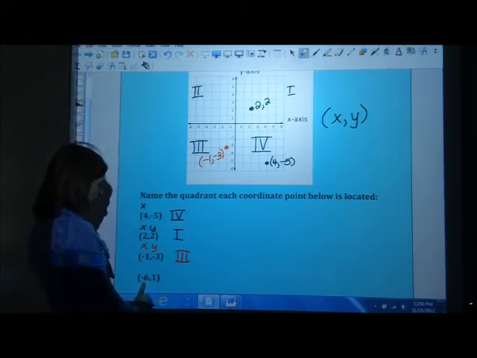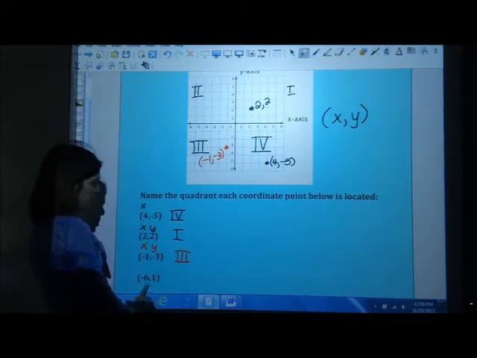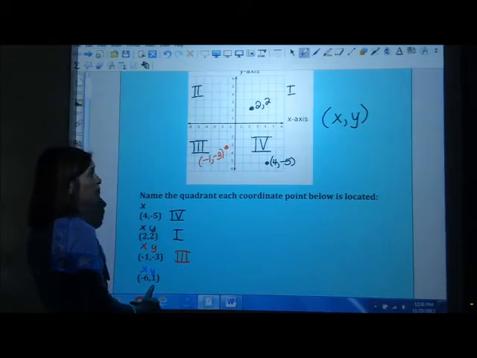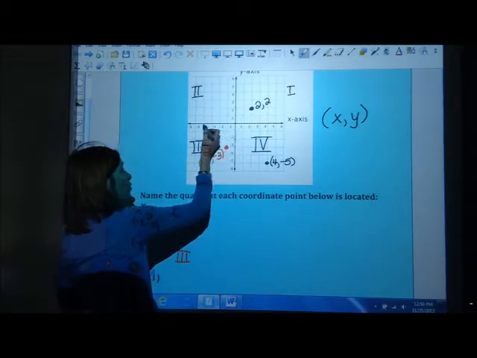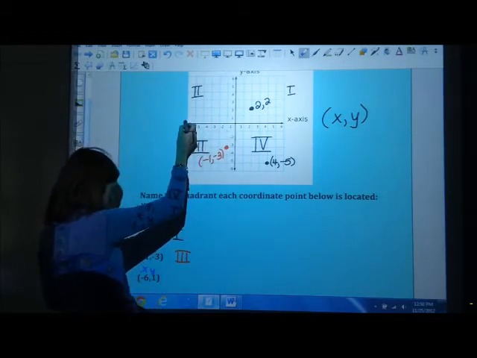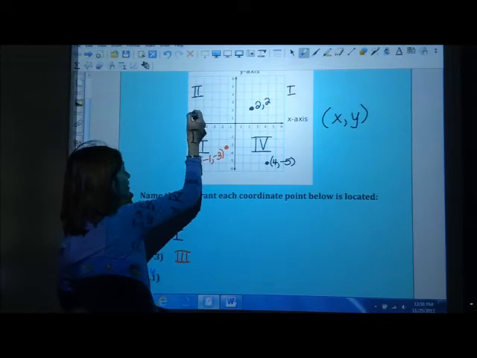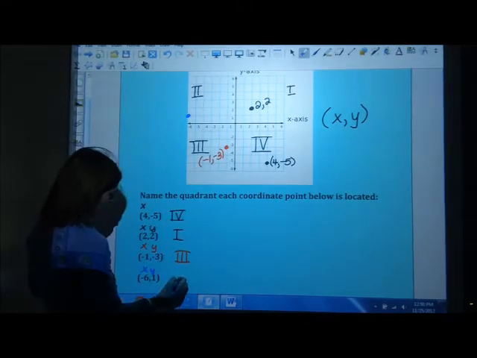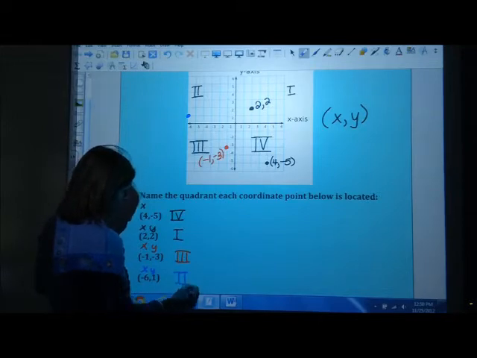All right, next one, (-6, 1). All right, so we've got an xy coordinate point. The x is negative, the y is positive, so that means I'm going to go over to the left to -6 and up to 1. So right there, (-6, 1), I plot the point, and that is in quadrant 2.